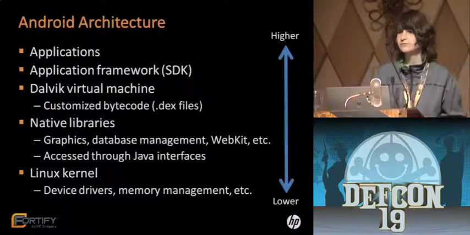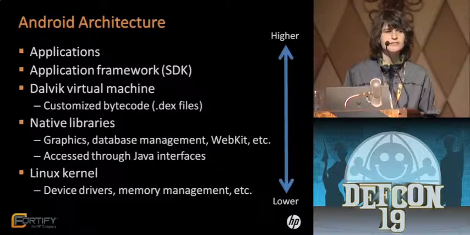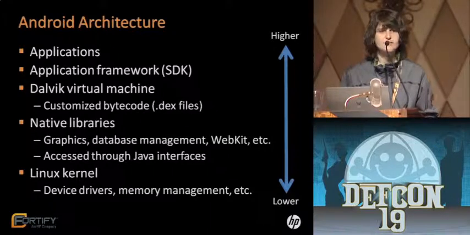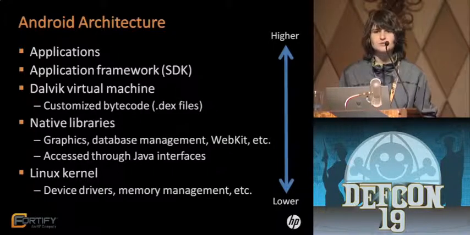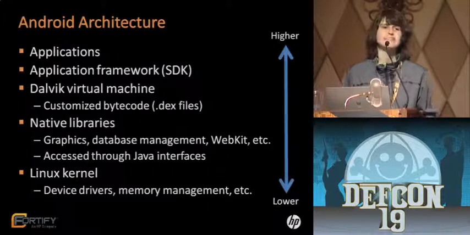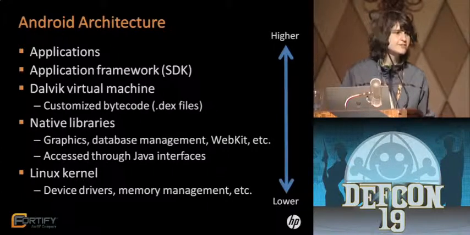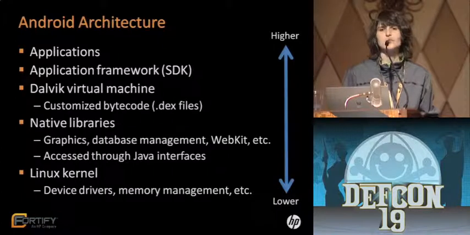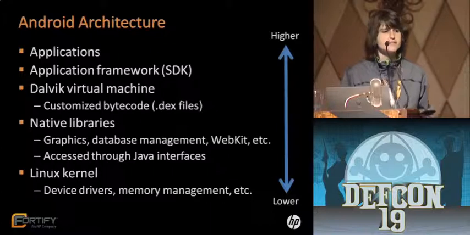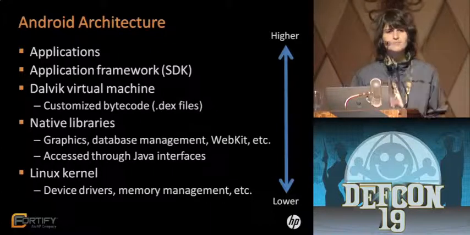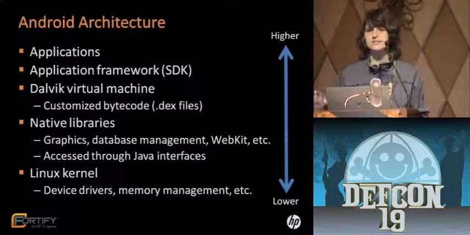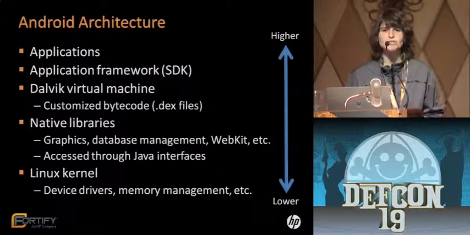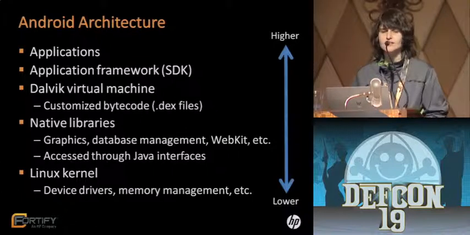So Android is built on top of the Linux kernel. It provides things like device drivers and memory management. On top of the kernel, we have some native libraries written in C and C++, and they provide things like graphics and database management and the browser engine WebKit, for example. These can be accessed via Java interfaces. On top of the native libraries, there's a modified virtual machine, which is called the Dalvik virtual machine, which runs .dex rather than .class files.